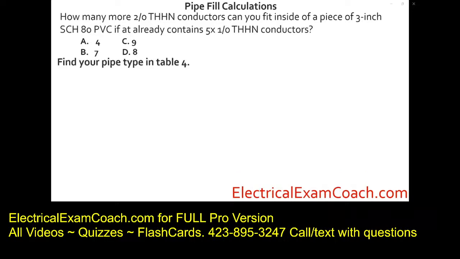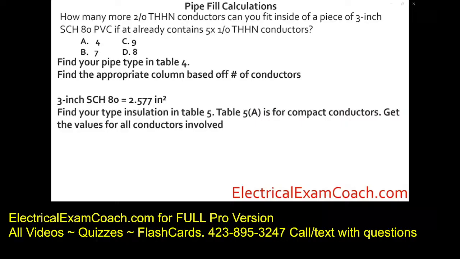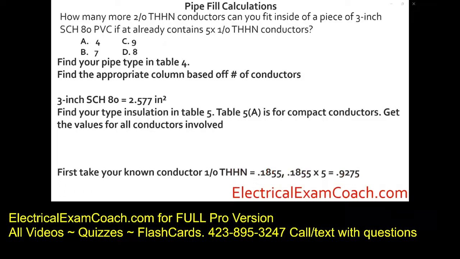Well, what we're going to do is we're going to go to Chapter 9, Table 4 and find our pipe. Then we're going to find the appropriate column based off of our number of conductors. And we're going to find that for 3-inch, here is the value. Then we're going to go find our type of insulation in Chapter 9, Table 5. Go ahead and get all of the values for conductors that are involved.